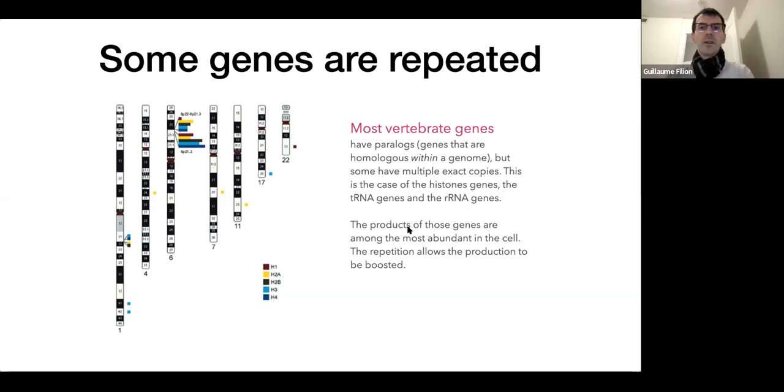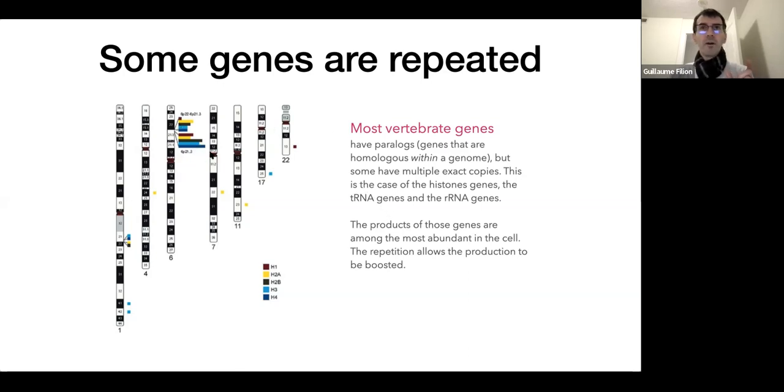And if you have multiple copies of this gene, you have more copies of the RNA, and then you have more protein at the end. So the products of those genes are among the most abundant in the cell. Repetition allows the production to be boosted. So that's the reason. So these are exact copies.